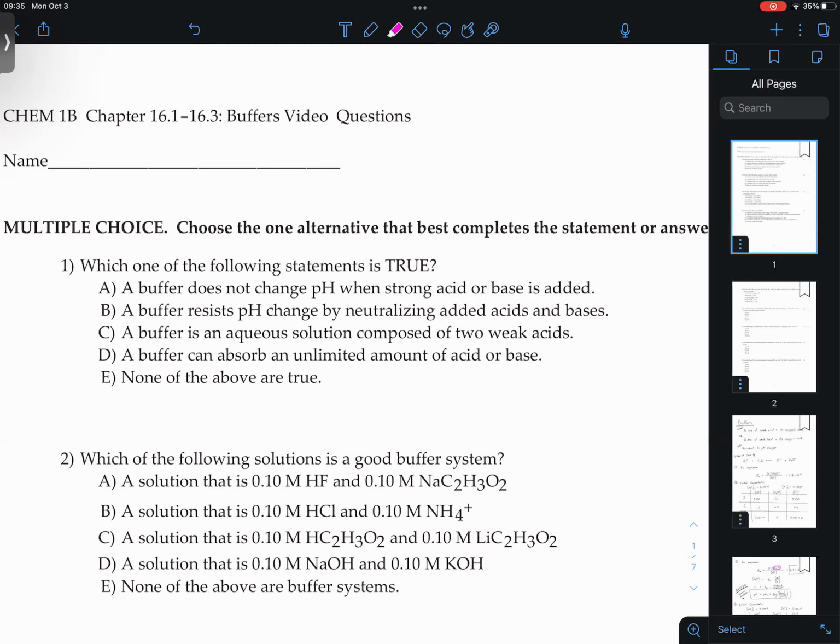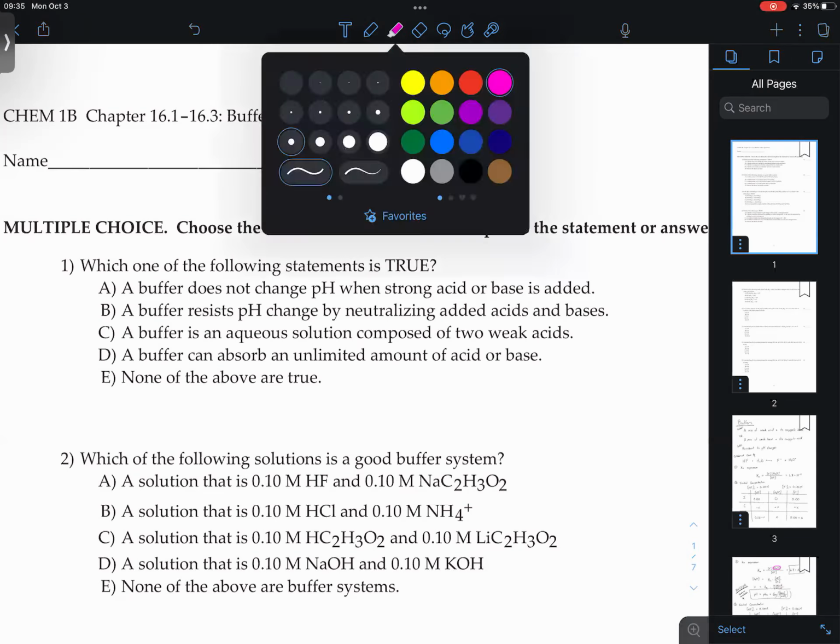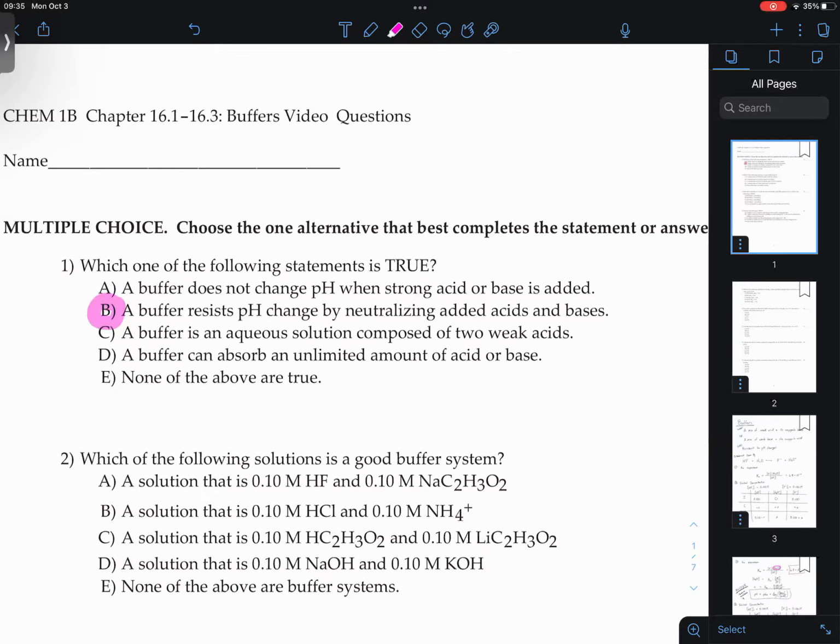So for this one, the correct answer is B. A buffer resists pH change by neutralizing acids or bases, okay? Importantly, A and D are kind of saying the same thing, that it does not change the pH, or that a buffer can absorb an unlimited amount of acid or base. That's not true. The pH does change a little bit. It's just resistant to that pH change. So it doesn't change nearly as much as it would if you had a sample of pure water.